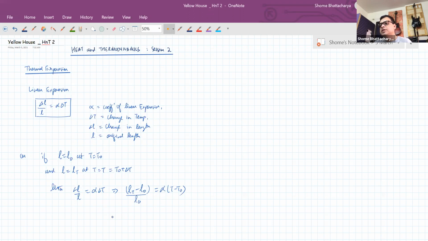So this equation can also be expressed in this way, that the new length at a certain temperature T is equal to the original length at T naught into 1 plus alpha into the temperature difference. So this here is another way of expressing the same formula as the one above, that fractional change in length is equal to alpha into delta T. So this is what we had seen in the previous lecture, which was the first lecture of Heat and Thermodynamics. Now we'll continue from this point today.